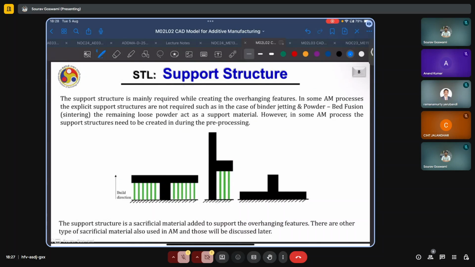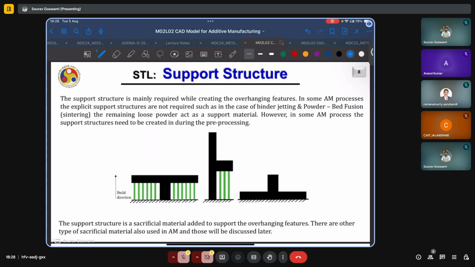We already talked about support structures in the last week, but let us dig a little bit deeper. So support structures are mainly required while creating overhanging features. Again, overhanging features are those which are not supported by the structure in itself.